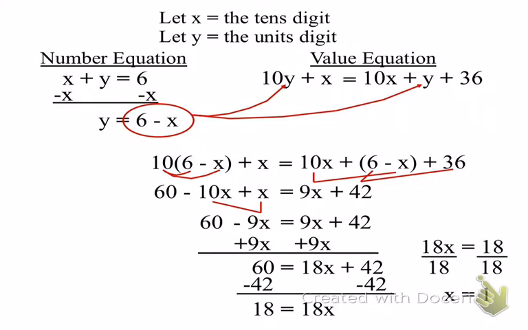And what did we get? We should have gotten an x for the 1 and a 1 for the x, not an x for the 1 and a 1 for the x. And if x is 1, what is our y? Our y was 5.